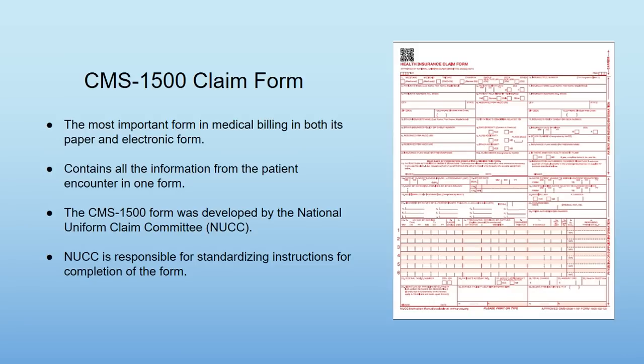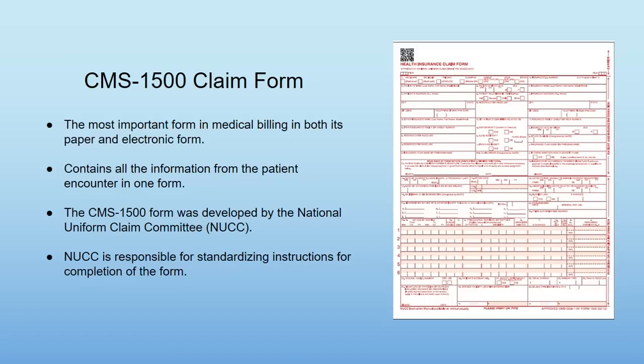The CMS 1500 claim form is probably the most important form, in both its paper and electronic form, in medical billing, and it's a very efficient form. It includes the patient demographic information, the patient insurance information, the provider information, and also the visit or encounter information, which encompasses pretty much the treatment and diagnosis codes for the patient visit.